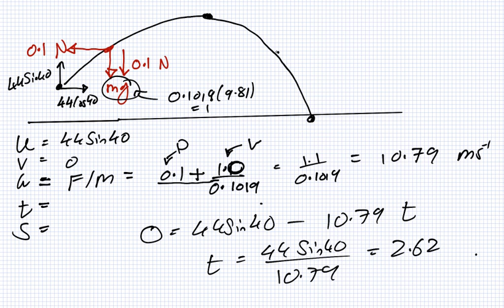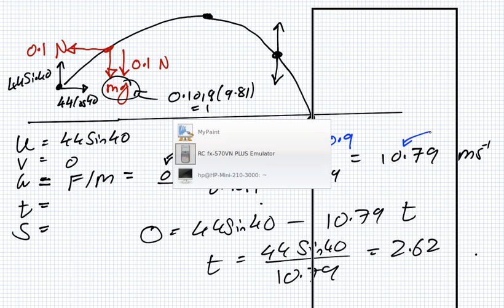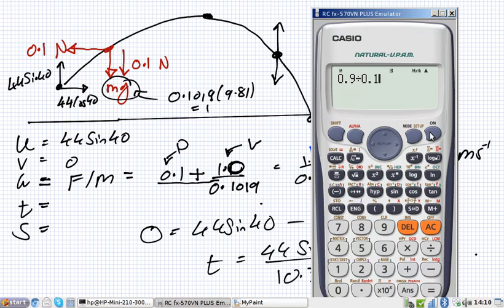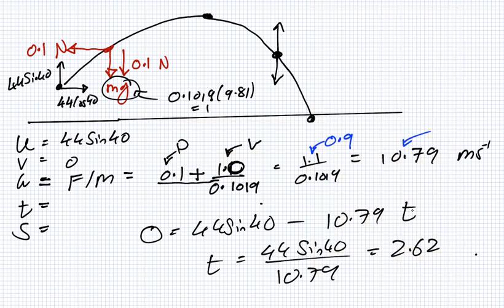Now, for the second half, going down, the only difference is that this drag force is acting upwards. So it just means that here it'd be 1.0 minus 0.1. So on the way down, the total force downward is 0.9. So that would become instead 0.9 divided by 0.1019, which is 8.83 meters per second squared.